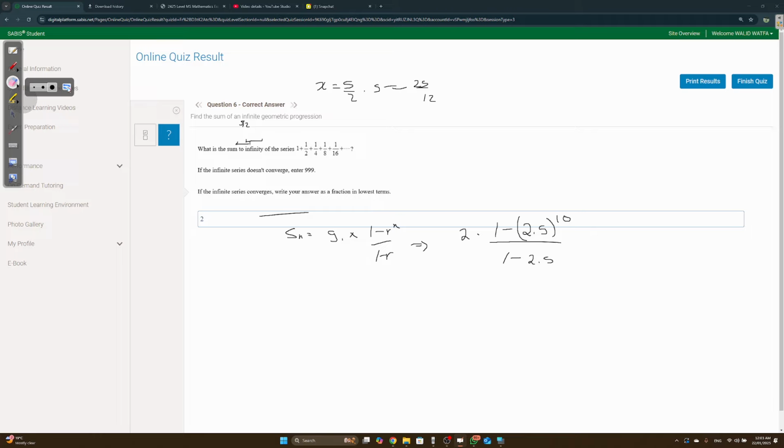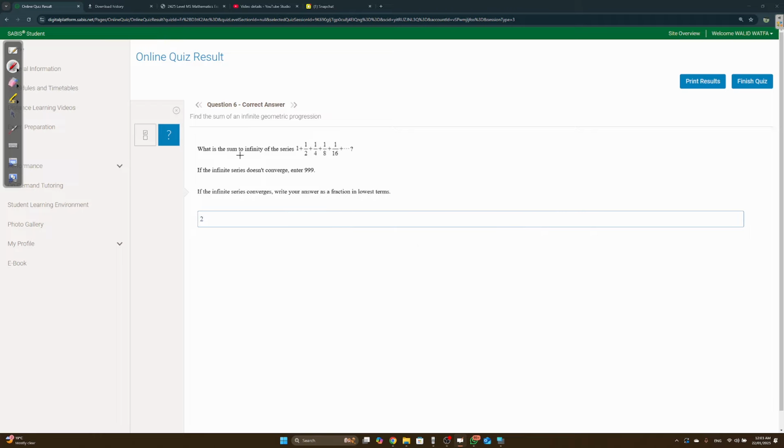Question 6. What is the sum to infinity of this series? So they want S infinity. You know S infinity is G1 over 1 minus r. What's G1? 1. What's r? 1 over 2 divided by 1 is 1 over 2. So you can keep dividing and checking, but you're going to get that r is equal to 1 over 2, right? That's how you check the ratio. You just divide the second term by the first term. So 1 over 1 minus 0.5, because 1 over 2 is 0.5. You're going to get 2.